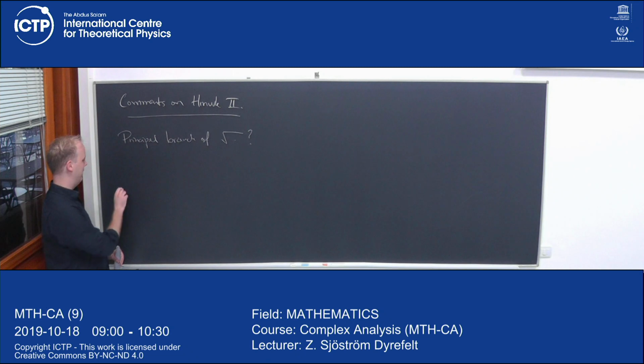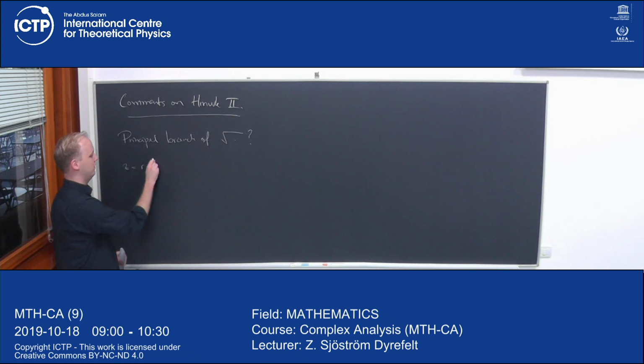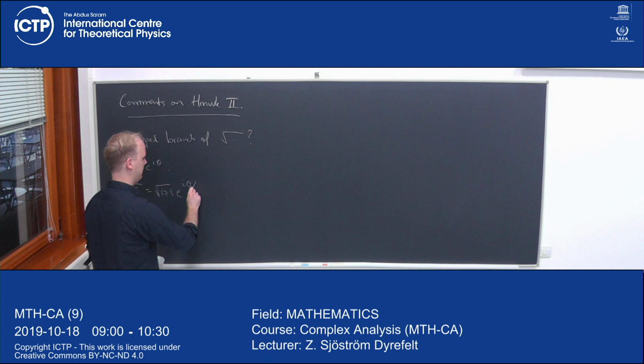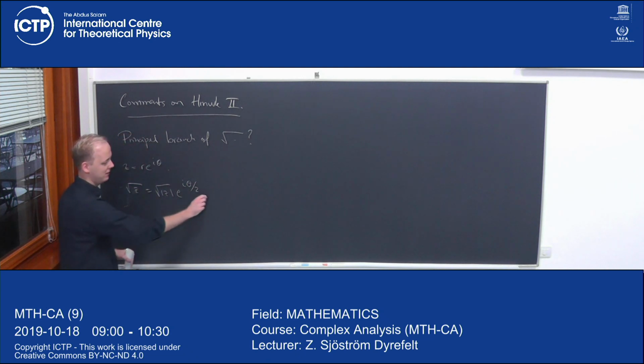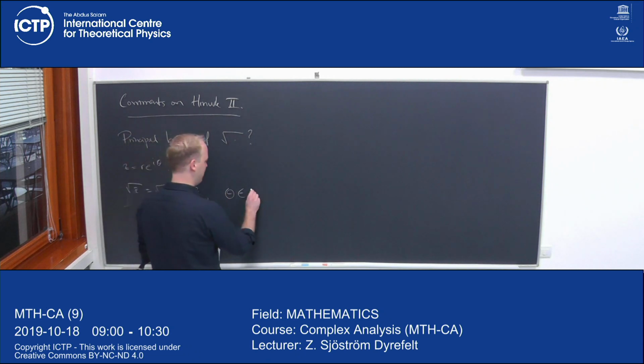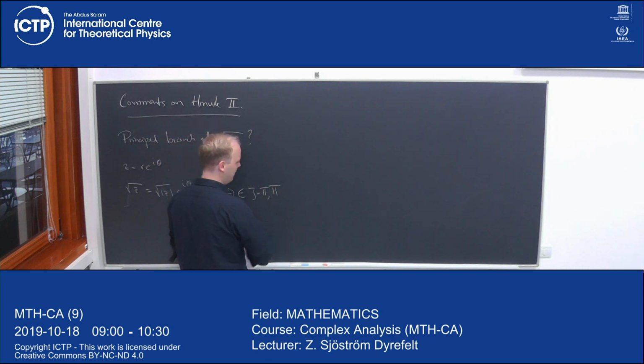Is it the one defined by, so z is r e to the i theta? Is it, so square root of z is square root of absolute value of z, e to the i theta over 2. So far everybody agrees. But then, where do you put theta? Everybody agrees that you put theta in minus pi to pi, but then everybody does not agree on what you put here. So do you put this, or do you put this? Okay?